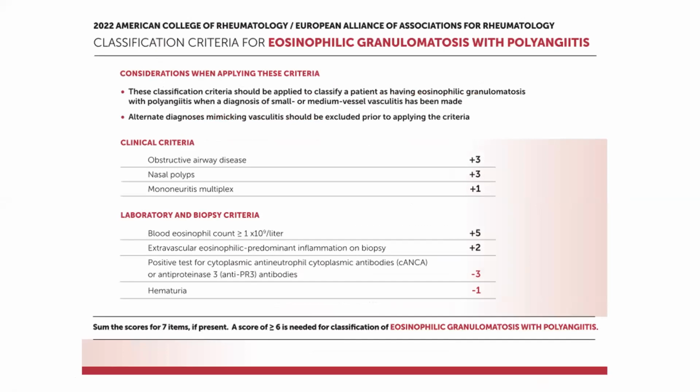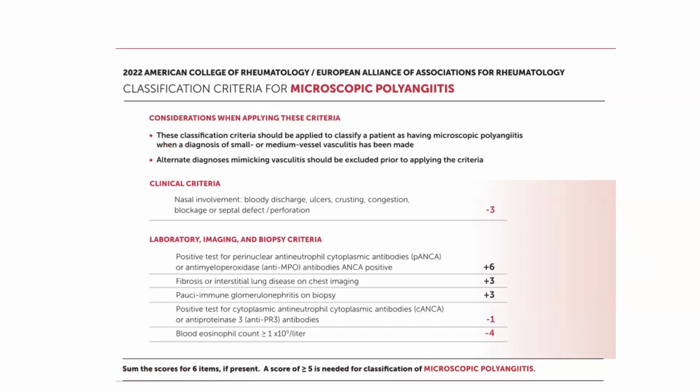For EGPA, still the same entry criteria of ruling out differentials and establishing that there is small or medium vessel vasculitis. The obstructive airway disease, which usually presents as asthma, nasal polyps, and the CNS involvement will give you positive points. Eosinophilia in the blood is a strong positive point, and then your biopsy result also showing eosinophil infiltration gives you positive points. Presence of C-ANCA or renal involvement, which you do not expect, give you negative points. And a sum of at least 6 helps you to classify a patient as having EGPA.